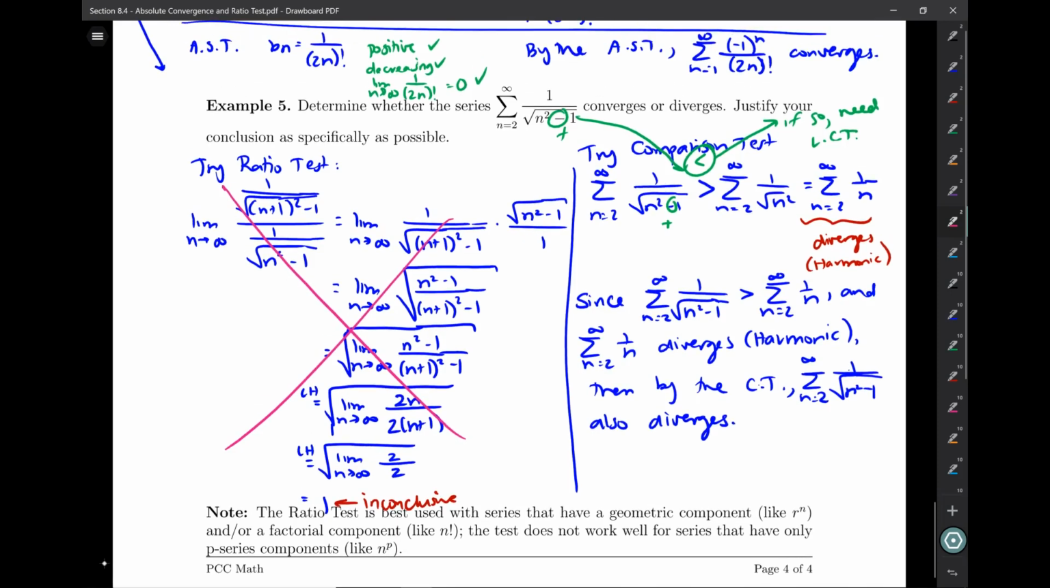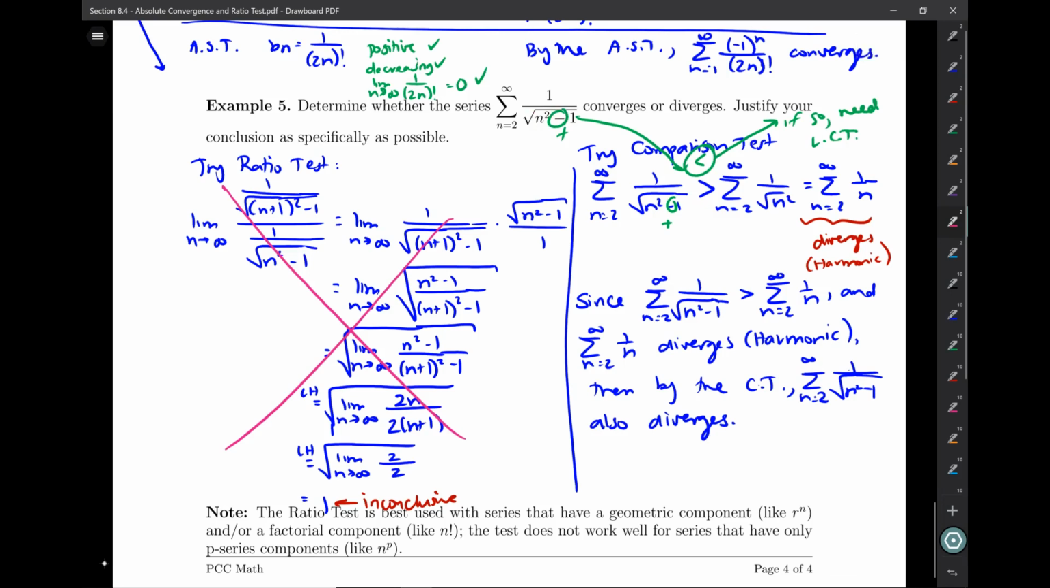So just as an extra note here, a tip: the ratio test is going to be best used if the series has geometric components, like an r to the n, like 2 to the n or 10 to the n or 1/3 to the n, any sort of geometric component, and/or a factorial component, like n factorial, 2n factorial, that kind of thing. The test does not work well for series that have only a p-series component, like n to the p, like in this case, the p-series component of n squared.